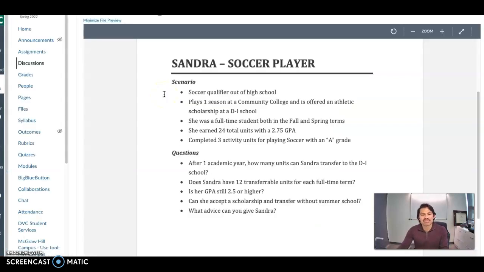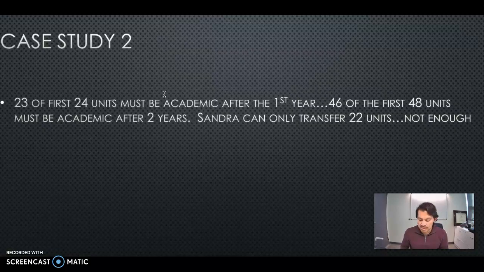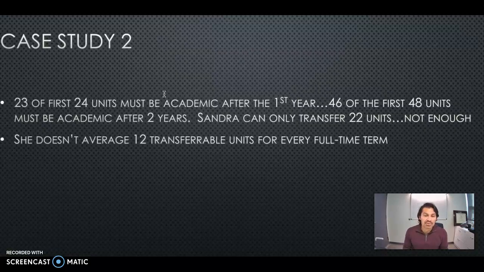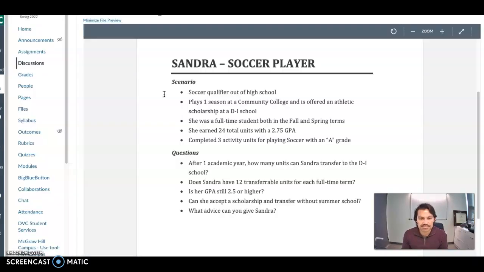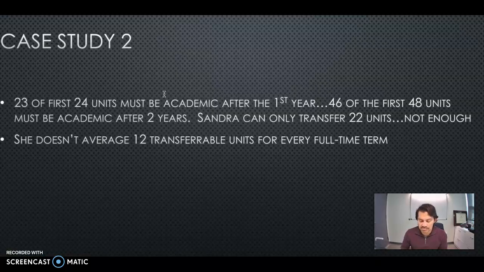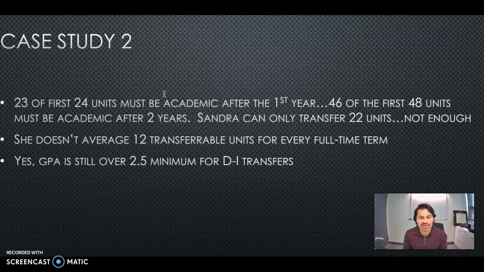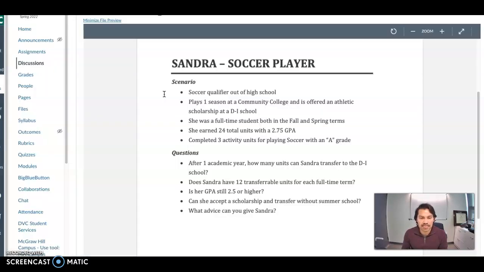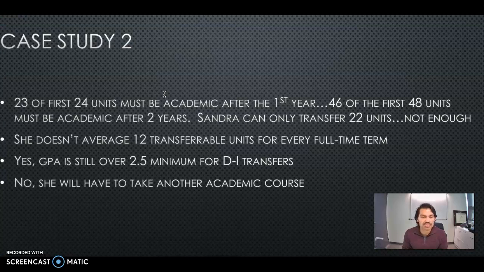The next question asks, does Sandra have 12 transferable units for each full term? And she doesn't average 12 transferable units for every full-time term. And then the next question is, is her GPA still 2.5 or higher? Yes, it's still over 2.5. Even with removing the extra activity unit that she had, her GPA is still over a 2.5, which is the minimum for D1 transfers. And then the next question is, can she accept a scholarship and transfer without summer school? Nope, she will have to take another academic course to fulfill that.